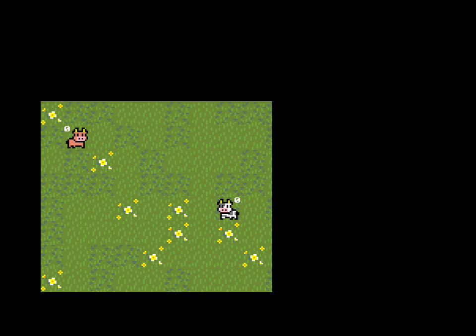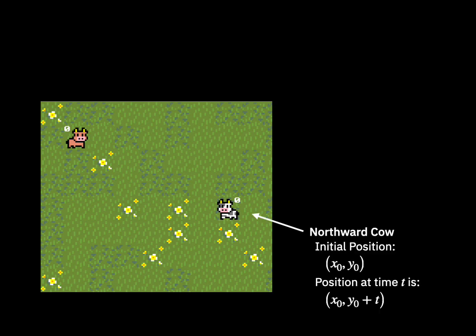Here we have a northward and an eastward cow, such that the eastward cow is to the north and west of the northward cow. Let's arbitrarily look at the situation from the northward cow's perspective. We want to determine whether the northward cow will be blocked by the eastward cow. Let's say that the northward cow is initially at coordinates x0, y0. Since it goes 1 unit north after each hour, unless it is blocked, which we'll ignore for now, its y coordinate after t hours will be y0 plus t.